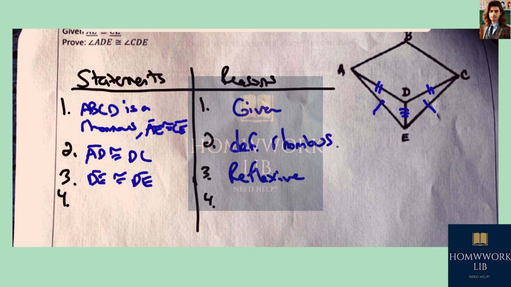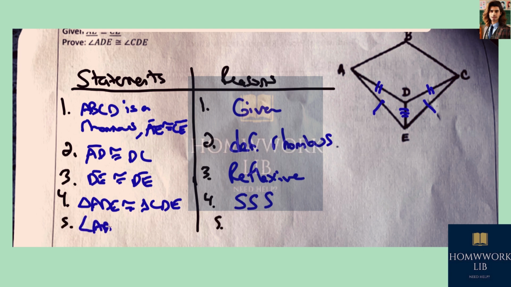Then that would mean we have enough information to say, for instance, triangle ADE is congruent to triangle CDE by side, side, side. There's three corresponding sides that are congruent, so the triangles are congruent. And that allows us then to say angle ADE is congruent to angle CDE because these angles are parts of those congruent triangles, and corresponding parts of congruent triangles are congruent. CPCTC.